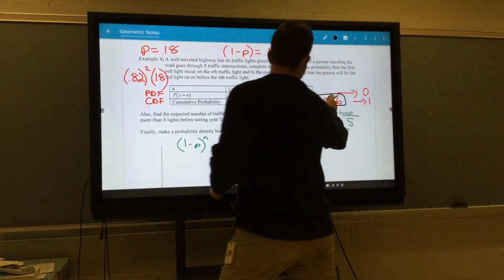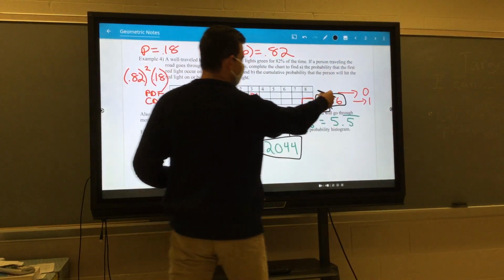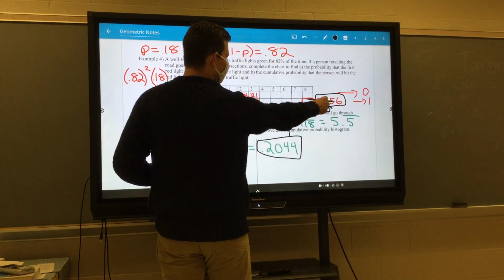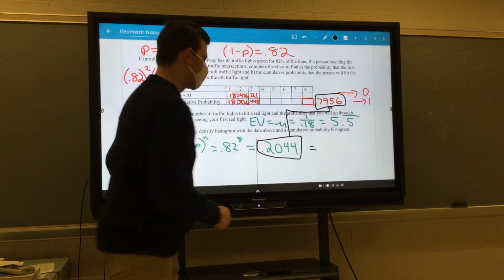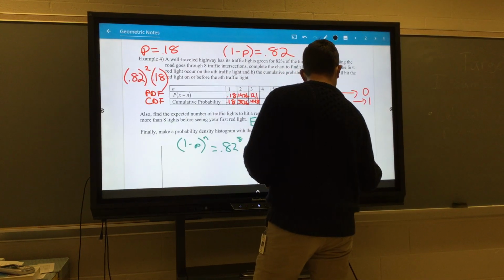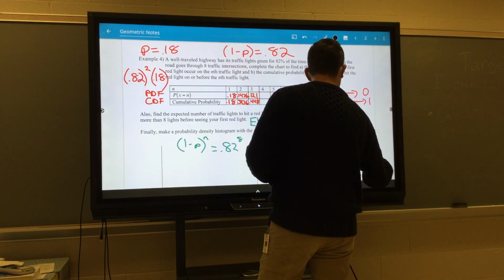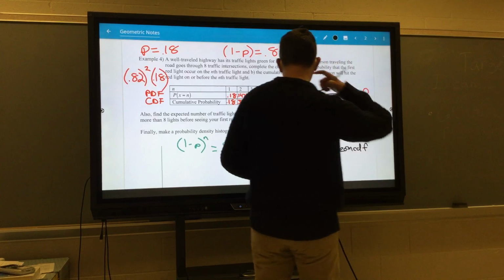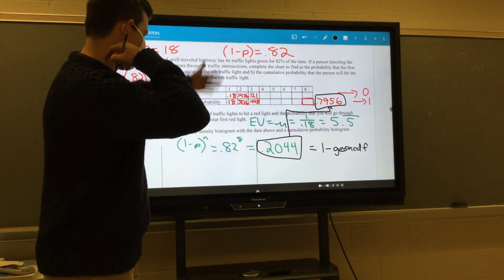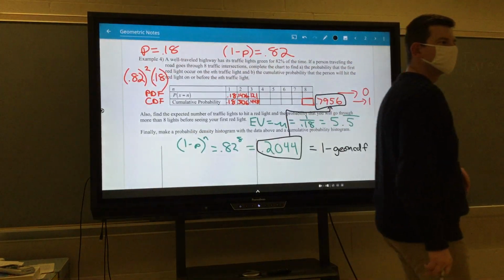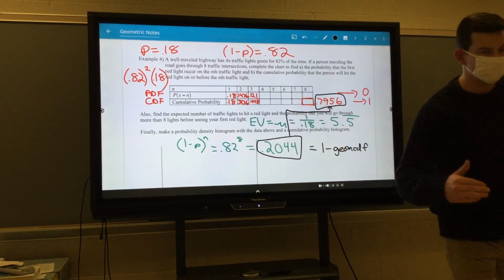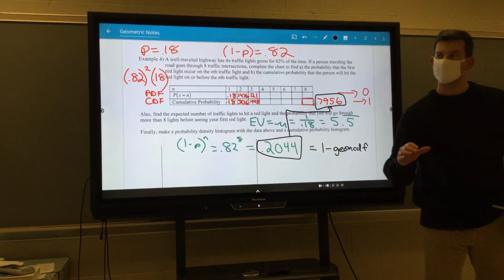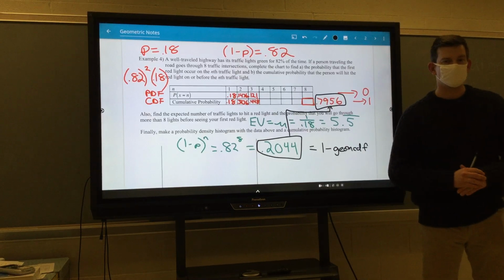So you could look at this as the inversion of this geometric CDF. You could calculate this same number by doing 1 minus geometric CDF of those same values, the 0.18 and the 8. 2 different ways to get that answer. But hopefully, looking at both helps you understand what they're calculating.